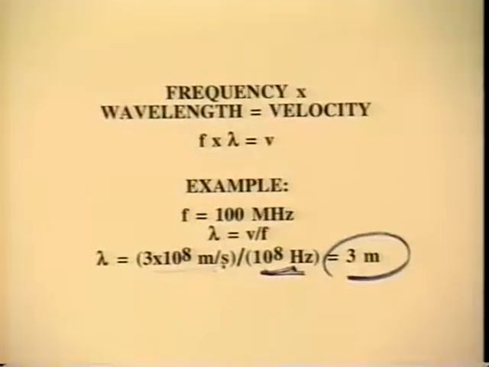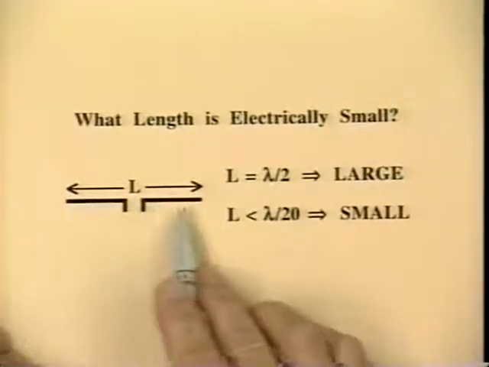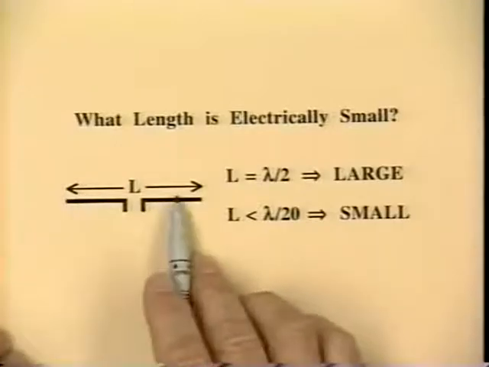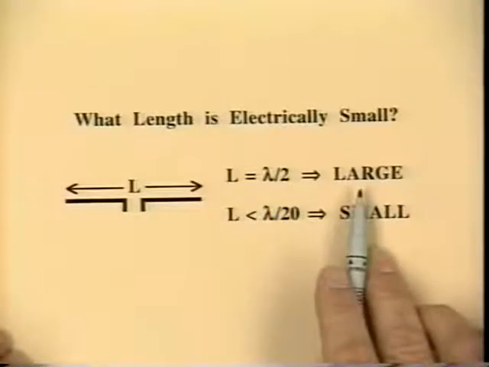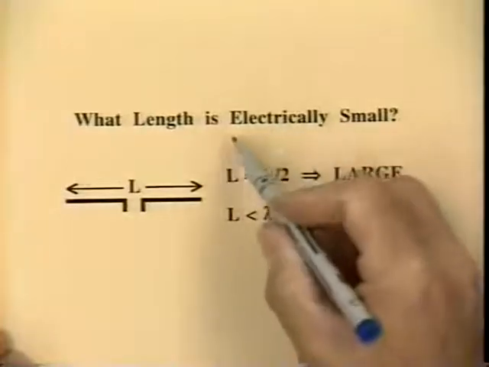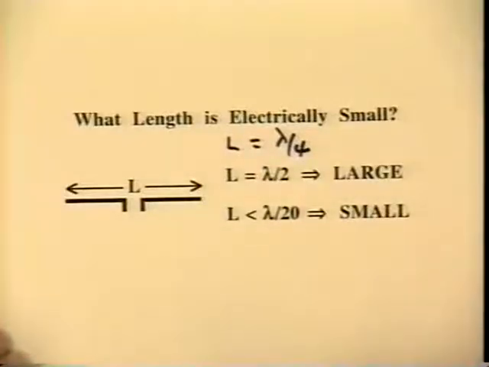Now, is 3 meters then electrically large? Well, let's see. If we have a dipole antenna, and L is the length of the dipole, if that length is a half wavelength, we know that antenna will transmit and receive very well. It's a very good antenna. So a half wavelength, I would say, is electrically large. We also know that for monopole antennas, the length is a quarter wavelength. Of course, it uses the ground plane as a mirror reflecting surface. It's actually trying to act like a half wavelength dipole. But anyway, a monopole, quarter wavelength long, is electrically large.